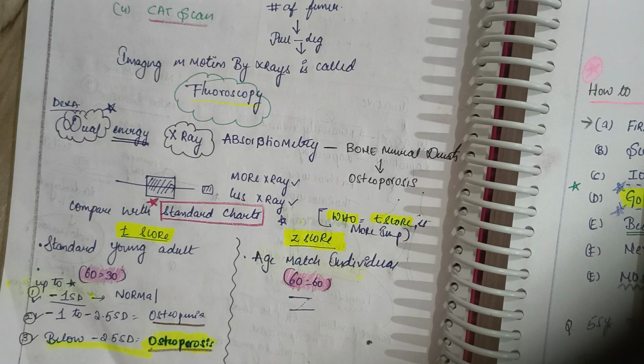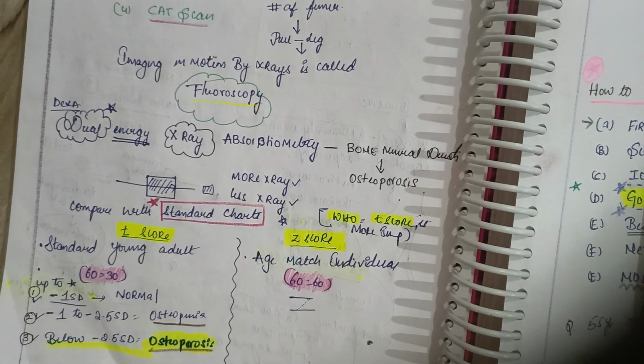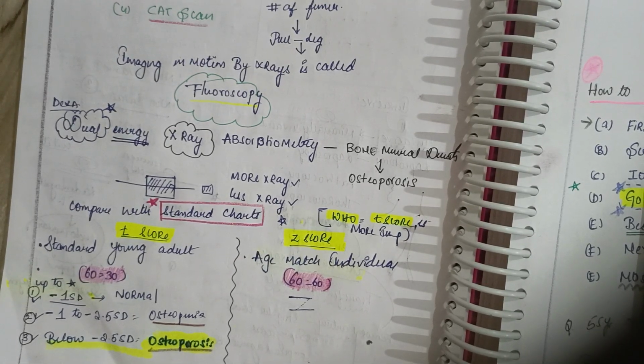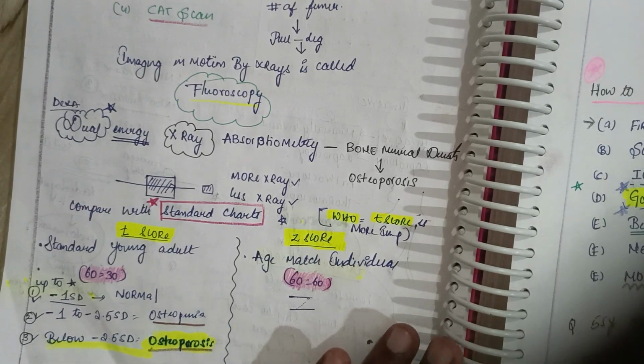Now, if you look into the Z score, that is an age-matched individual, where 60 equals 60. That means you're comparing a 60-year-old with a 60-year-old. That's the simple basic we need to understand.